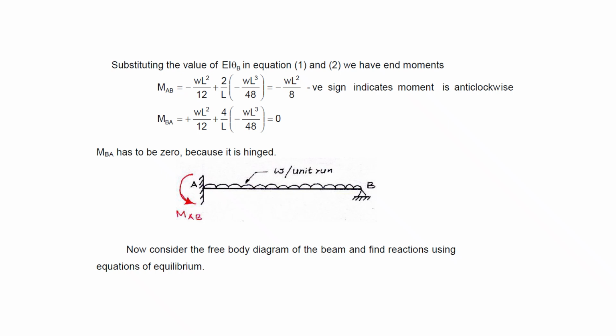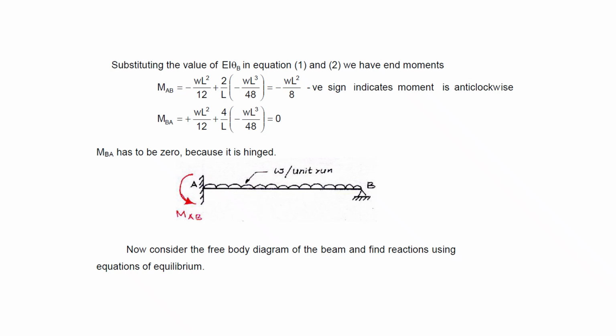So substituting this value in equations 1 and 2, we can get the end moments. After obtaining theta B, we are getting the end moments. MAB equals minus WL square by 12 plus 2EI by L, and EI gets cancelled. So remaining, you simplify, you can get minus WL square by 8. The negative sign indicates anti-clockwise. And MBA, you substitute theta B, you can get the moment as 0. So MBA is 0 because it is a hinged end.